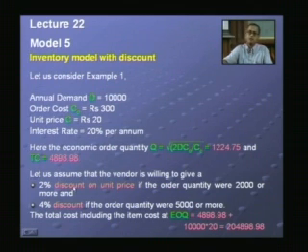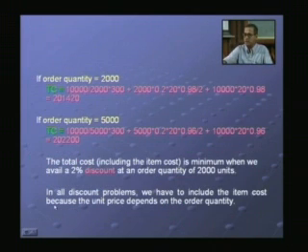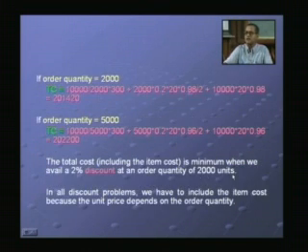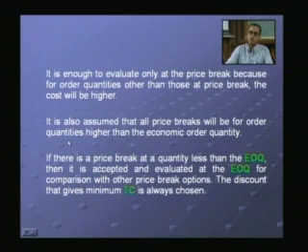When there is a price break for quantities higher than the economic order quantity, we will evaluate the total cost at the point at which there is a price break, and that is what is shown here. Now, if there is a price break at a quantity less than the economic order quantity, then the price break is accepted not at the point at which there is a price break, but at the economic order quantity. Then such a TC, total cost, is compared against other discount points such as this, and whichever is minimum is always chosen. So, this is how we address problems with discount or price break.